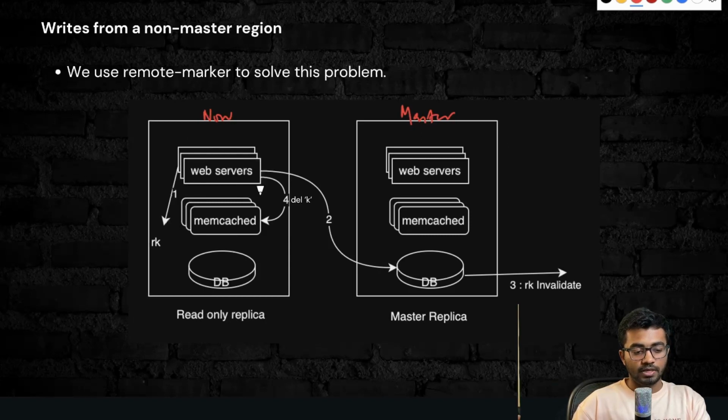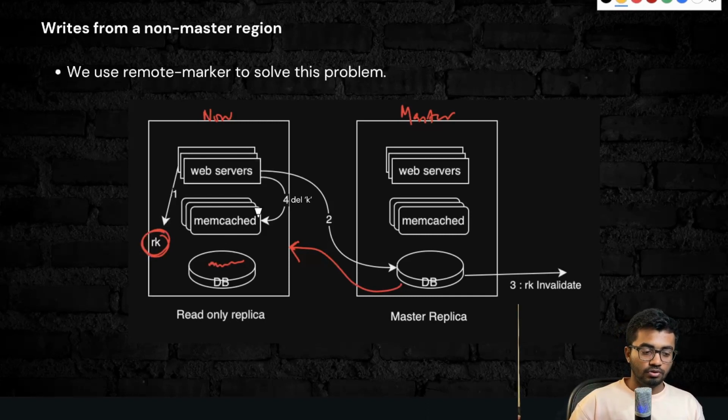So whenever the web server needs to make any writes, the first thing it has to do is set up a remote marker in this region. That's the first step. The second step is to go to the master database to write. The third step is that the master replica of the database takes the responsibility to fire an RK invalidate statement. That will be the key condition to know whether the database here has local data which is stale or has the correct data that has arrived, right?